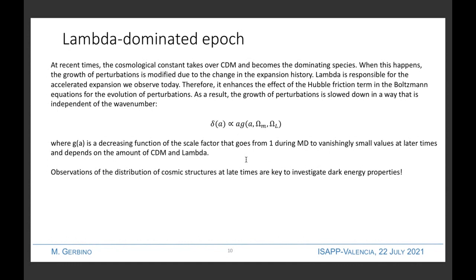This is very important and is key in order to investigate the properties of dark energy, because if we are able to observe the evolution of cosmological structures at very late times, and if we are able to do the so-called tomography of these observations, so having a picture of the universe at different redshifts or different values of the scale factor at late times, we are able to capture the behavior of the growth function, so the effect of dark energy on the evolution of cosmological structures, and therefore we are able to investigate in more detail the properties of this very mysterious component of the universe.